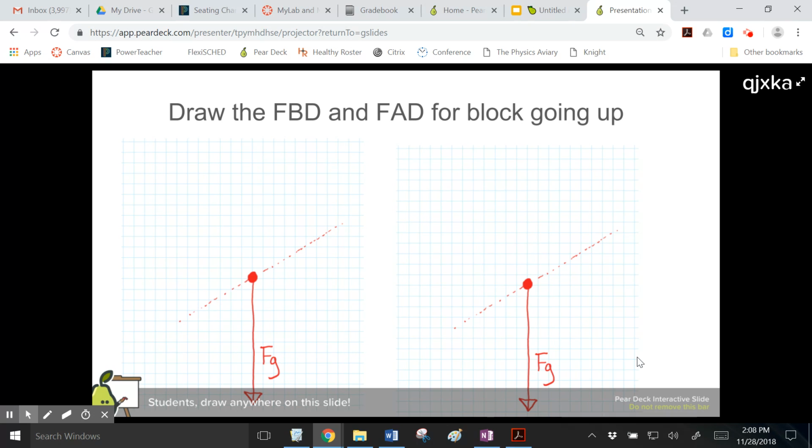The motion is directed up the incline, and this thing's getting slower. So what does that tell you about the acceleration? Because that's what tells you about the FU.